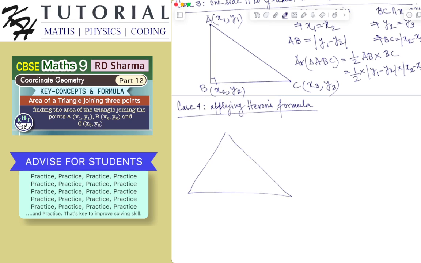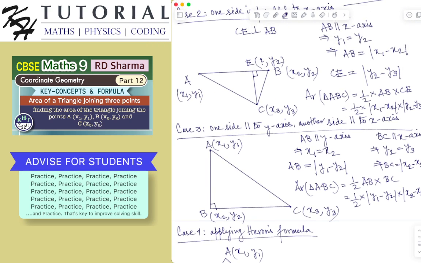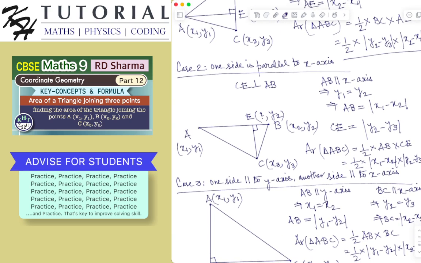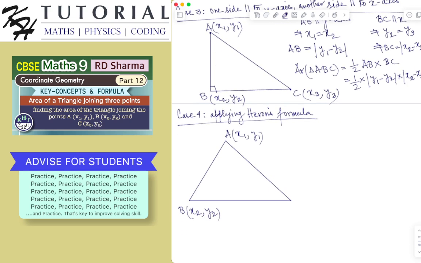So let's say this is the triangle formed. This is the vertex A, x1 comma y1. The point B is x2 comma y2. If the triangle formed is false in any of the first 3 cases, then it will be basically easy to find the area of the triangle. And the vertex C is x3 comma y3.